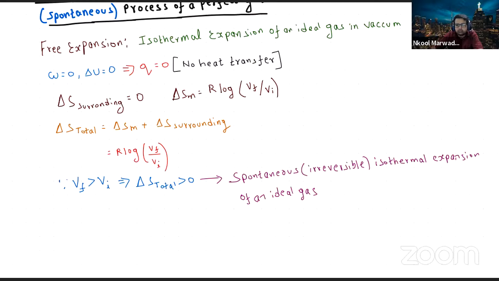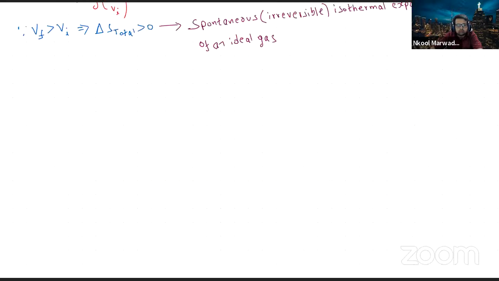Now we will discuss one more concept here. That is an isothermal reversible expansion. This is very interesting, that here the expansion can take place in both directions. Isothermal reversible.